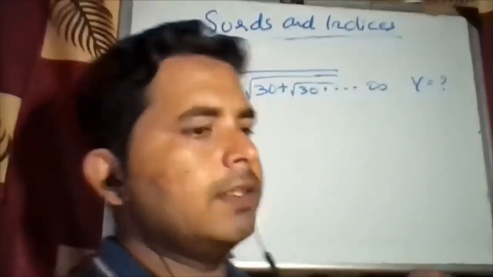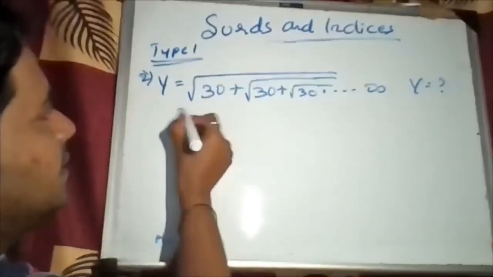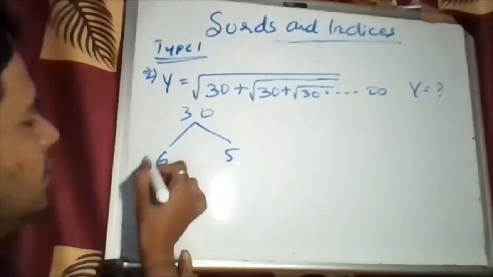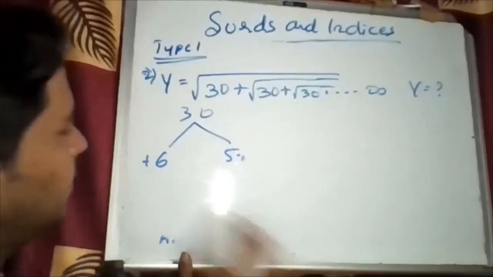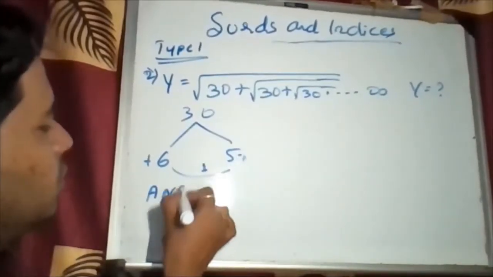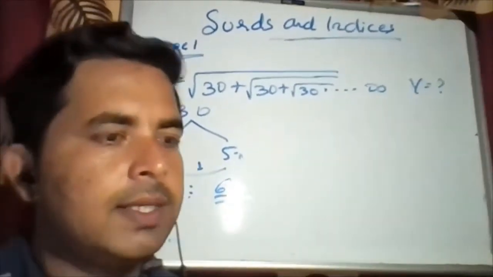Here your answer will be 6 because it is a plus sign and an infinite equation. Consider the 30 and find out the factors. 6 and 5 are the factors. This is a plus and here the minus. And here in between a plus sign is given. So the difference between these two is 1 and your answer will be 6. Okay, your answer will be 6.